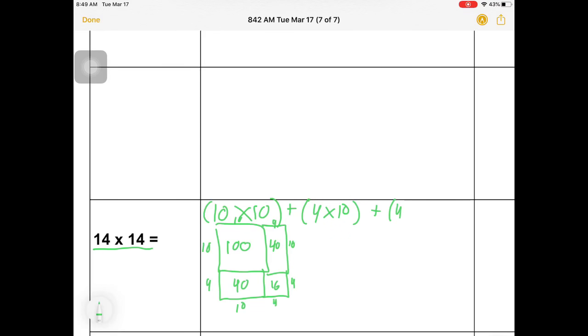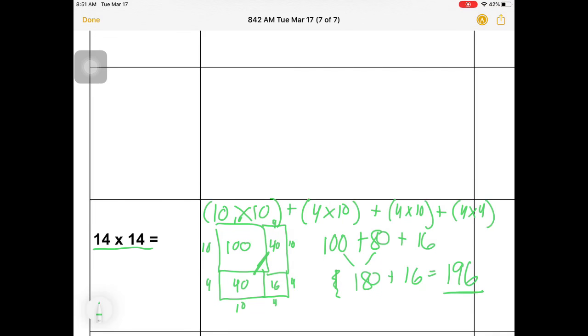So I've added 4 times 10 plus 4 times 10 plus 4 times 4. And once I add them all together, I have 100 plus my two 40s, which is an 80, and then I'm going to add 16, which in this case is the whole equation here. I have 100 plus 80, which is 180, and then I add the 16 with it. Then I get 196 as my total.